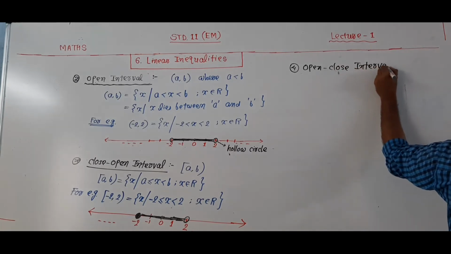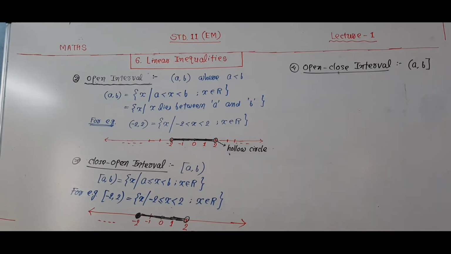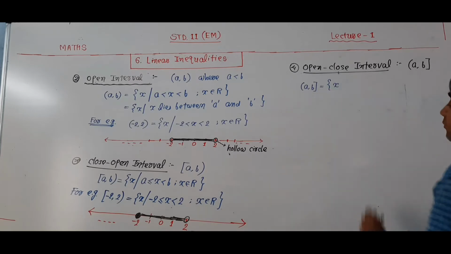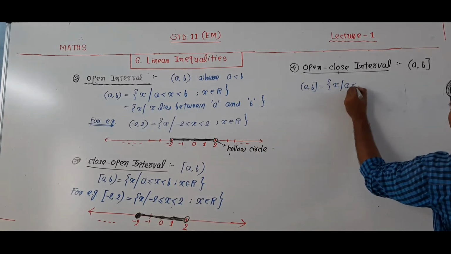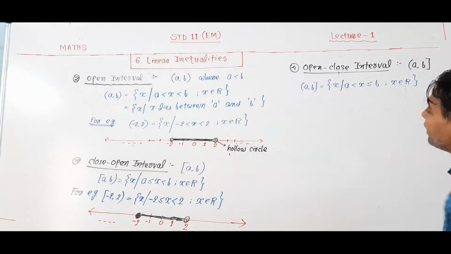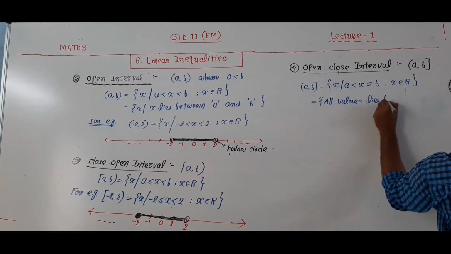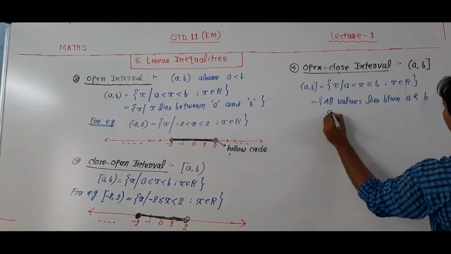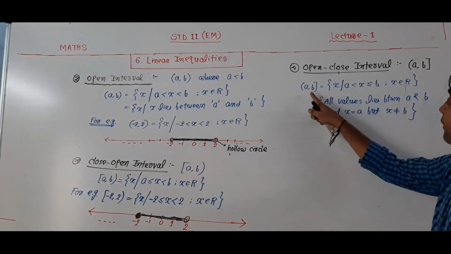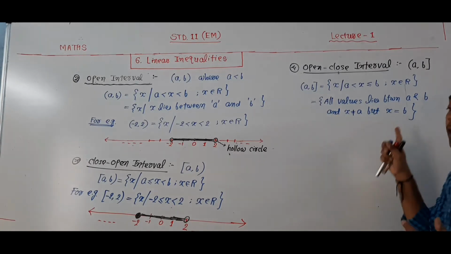And the open-close interval can be written as open A to close B. So what do we have? Now we can easily understand that open A to close B means those kind of values where A is not included but B is included, x belongs to R. And also all the values that lie between A and B must be included. So all values between A and B, and x is not equal to A, but x is equal to B. Because the A side is open, x is not A; the B side is closed, x is equal to B.